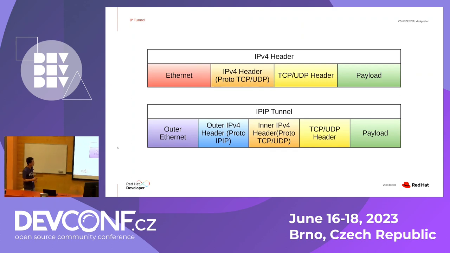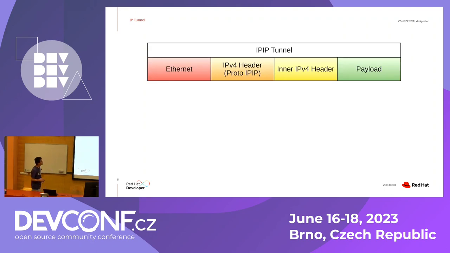Here is what we do for an IP tunnel. Here are the internal packets you have in the private network, and we put the outer IP header over the internal network header, and then the outer Ethernet. So this is what an IP tunnel looks like. As the name says, it's an IP over IP tunnel. So this is simple, and it's used to connect two internal IPv4 subnets through the public IPv4 internet.